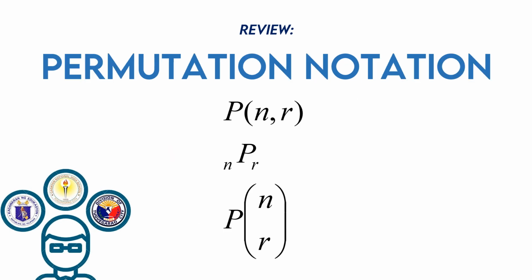Now we have also mentioned that there are three permutation notations. We have the permutation of n objects taken r at a time. We also have the same for the second notation and the third notation. But in our case, we have agreed that we are going to make use of the first notation, that's P of n comma r.